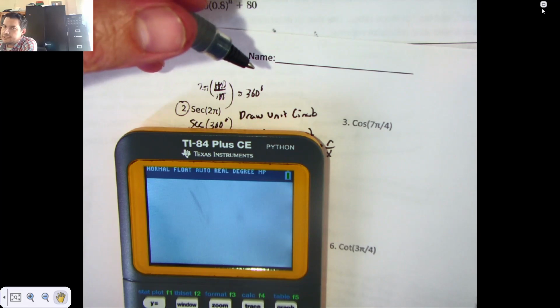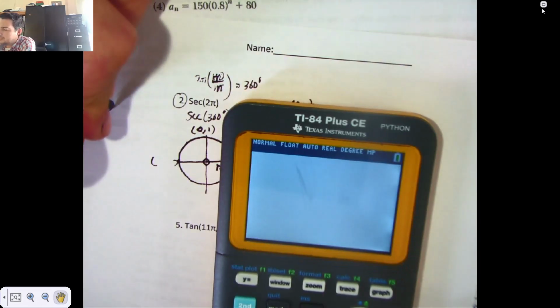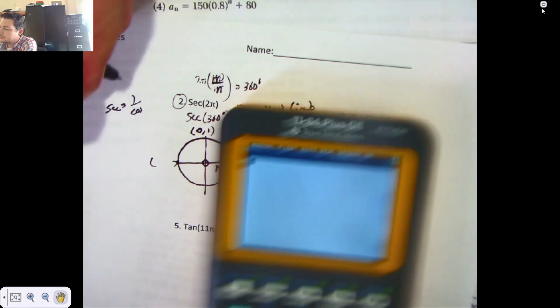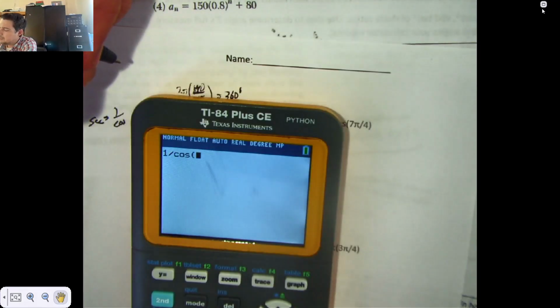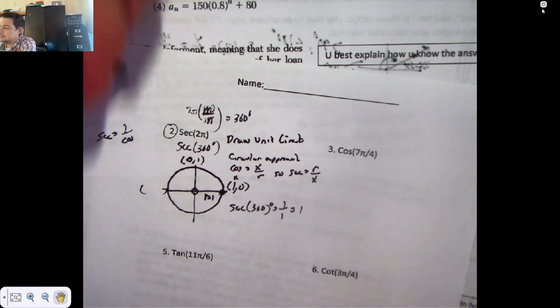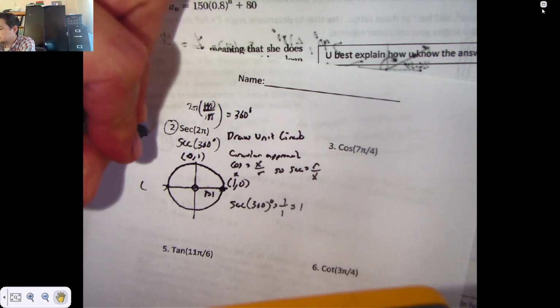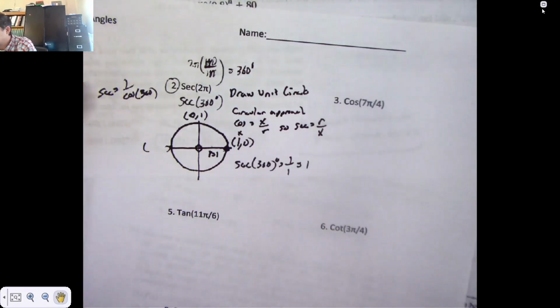You don't have a secant button on a TI-84, but you do have a cosine. Remember, secant is 1 over cosine. So you can actually type 1 divided by the cosine of 360, and there she is. You can do it in TI-84. What else looks interesting on this front page? Maybe number 5. Let's just go straight down.